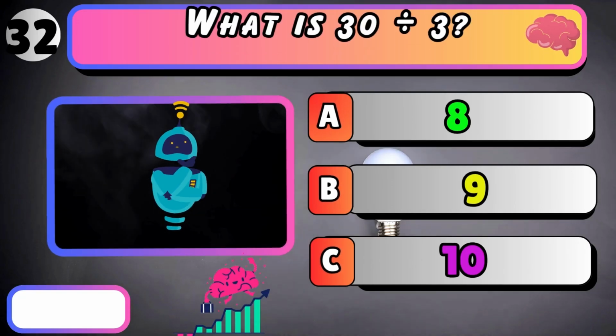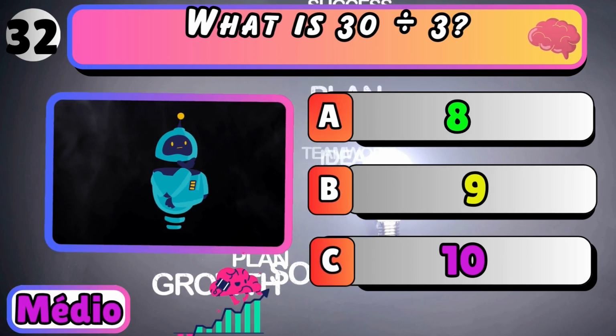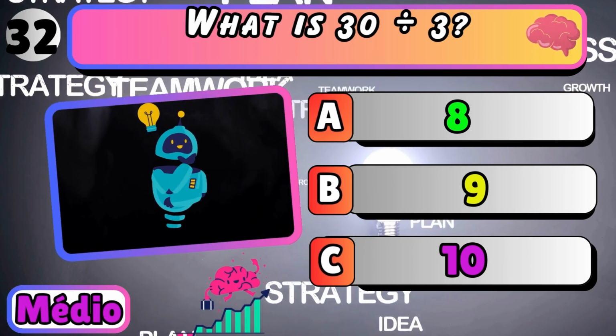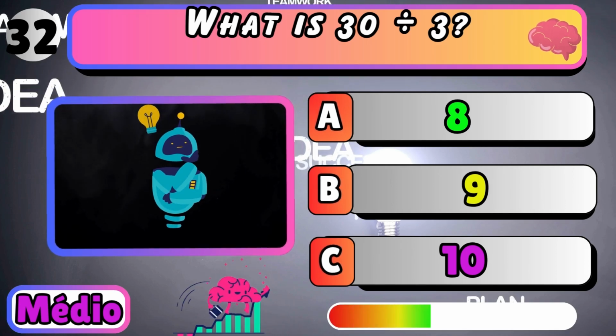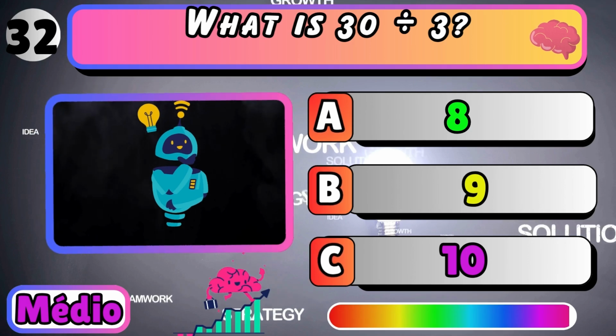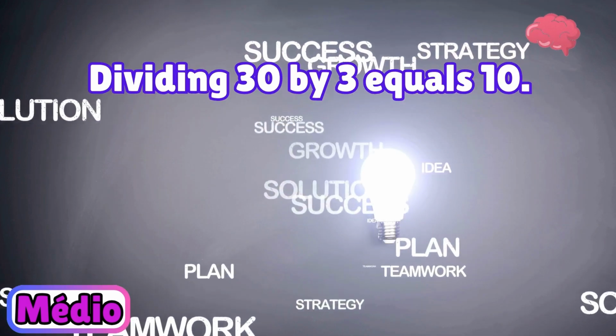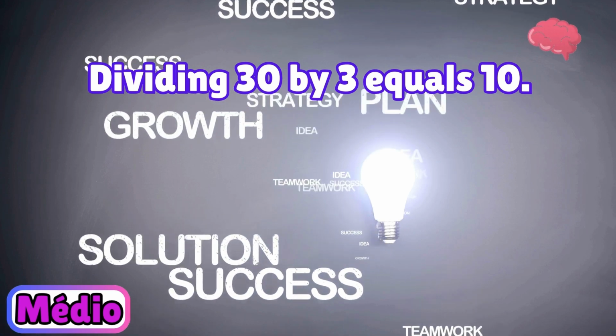What is 30 divided by 3? 8, 9, or 10? 10. Dividing 30 by 3 equals 10.